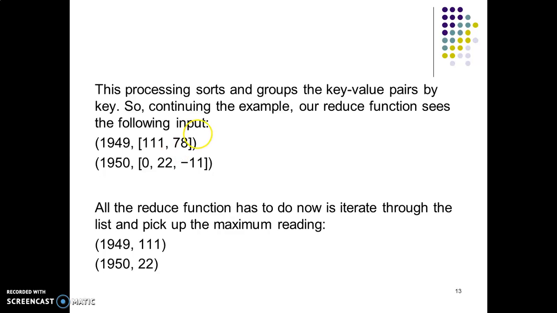So whenever we want to reduce, all the reduce function has to do now is to iterate through the list and pick up the maximum reading. Whenever we get this list, it is very easy for us to retrieve it, and the output in this case is 111, which is the maximum, and here we have 22 which is the maximum, which can be fetched very easily.